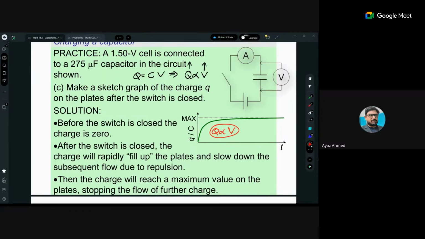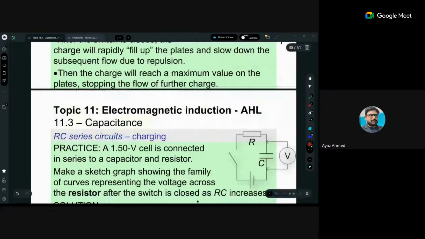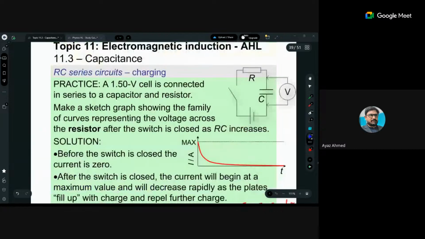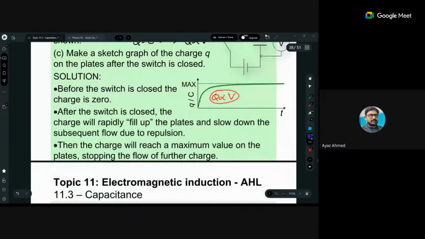And there is another very important thing, an interesting fact over there. You know what current is? Current is equal to Q divided by T. So I can say in other words that I is equal to the gradient of the Q and T graph.